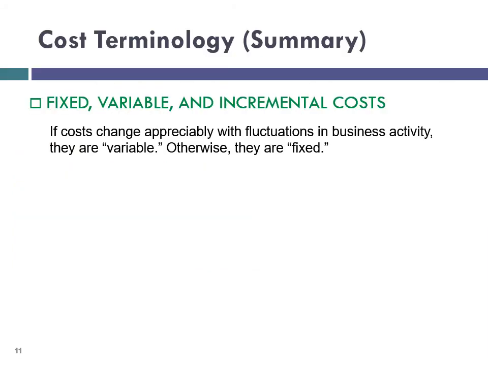So let's summarize what we learned for this cost terminology. We talked about fixed, variable, and incremental costs. Most importantly, if the cost changes with the level of business activity, then it's a variable cost. But if it does not change, then it is a fixed cost. The incremental cost is the necessary cost to increase the level of activity by 1 unit. When you want to increase the current level of activity by 1 or more units, the additional cost that you need is called incremental cost.